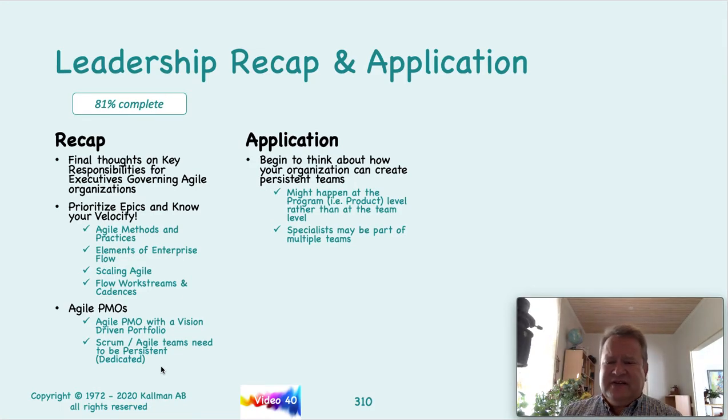So one of the toughest things that an executive is going to be up against when looking at becoming an agile organization is how to create persistent teams. How can your organization create persistent teams? It might happen at the program level rather than at the team level. I've seen organizations where they're doing huge product development efforts, and it's got 200, 250 people in that program. Well, it's multi-team, and so you're going to need to treat it as a program rather than as a project. You can just throw out the term project in that case.